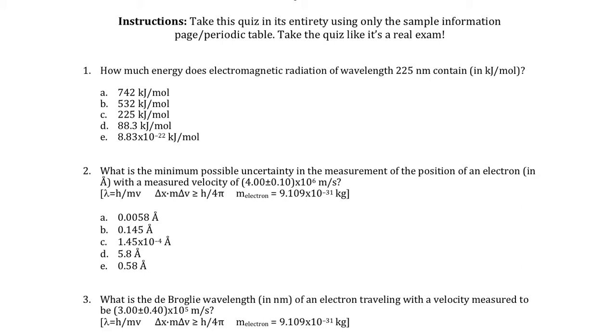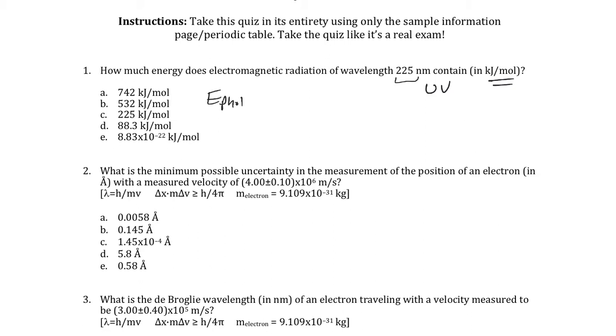So how much energy does electromagnetic radiation of wavelength 225 nanometers contain in kJ per mole? Okay, so this wavelength would be in the ultraviolet range. It's a relatively high energy range, higher energy than the visible region. And so the way we'd go about calculating the energy of these photons in kJ per mole is to use the equation to calculate the energy per photon.